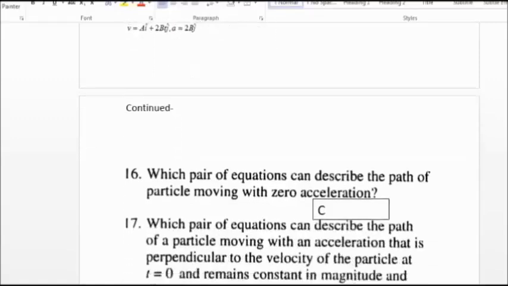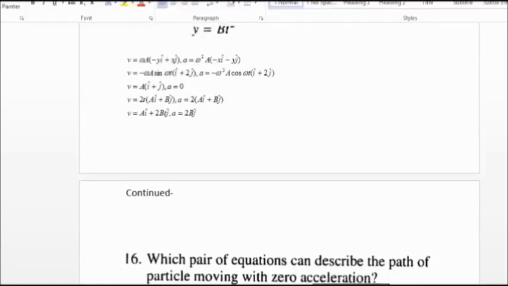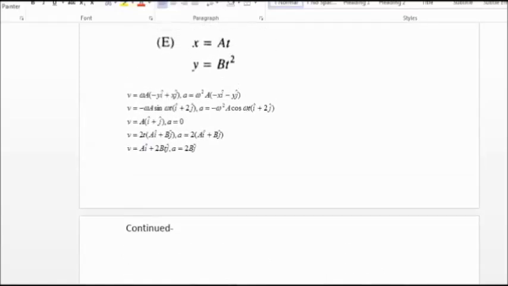Now, which pair of equations can describe the path of a particle moving with an acceleration that is perpendicular to the velocity of the particle at t equal to 0 and remains constant in magnitude and direction? So we have to find out which equation will have the acceleration perpendicular to the velocity of the particle at t equal to 0 and constant in magnitude and direction. So let us look at these equations now.